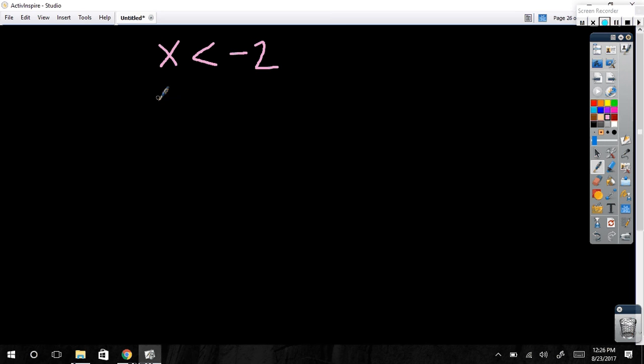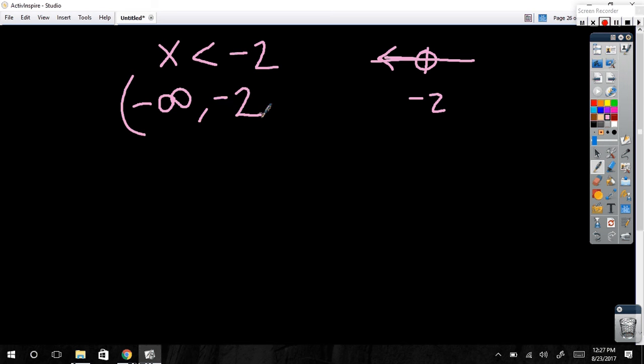So yes, you would start with -infinity, right? It's going off forever to the left. If I were to put it on a number line, -2. Comma, what does it go up to? -2. Do I need a bracket or a parenthesis? Why? It's not included.